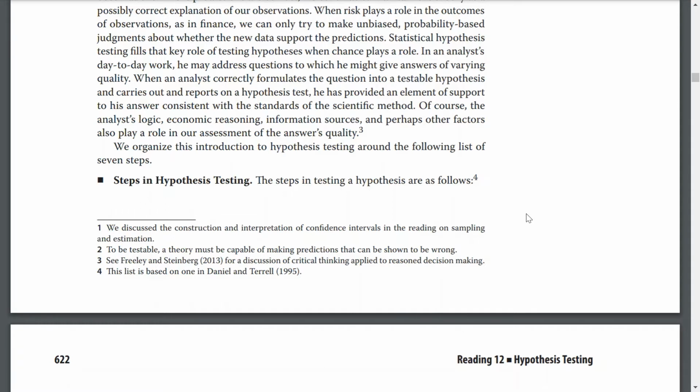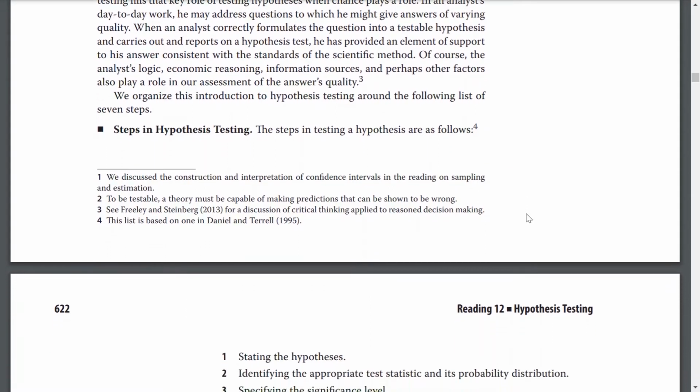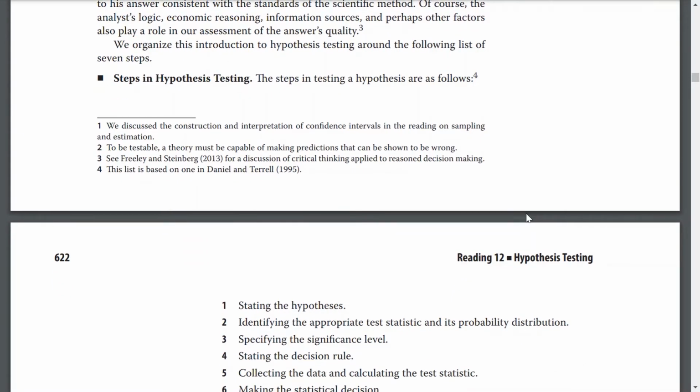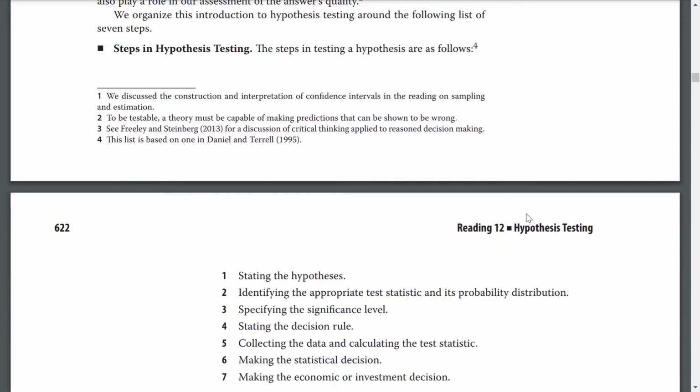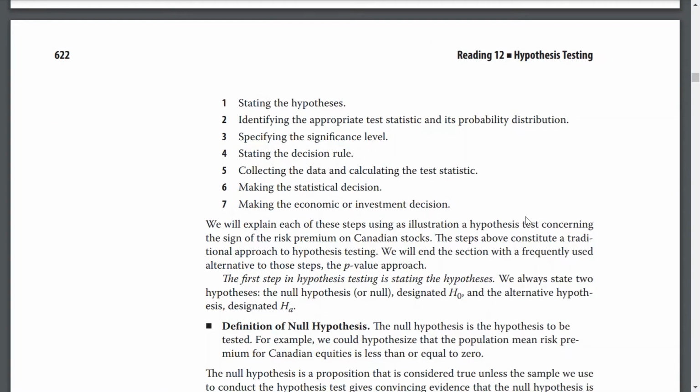We organize this introduction to hypothesis testing around the following list of 7 steps. The steps in testing a hypothesis are as follows. 1, stating the hypothesis. 2, identifying the appropriate test statistic and its probability distribution. 3, specifying the significance level. 4, stating the decision rule. 5, collecting the data and calculating the test statistic. 6, making the statistical decision. 7, making the economic or investment decision.